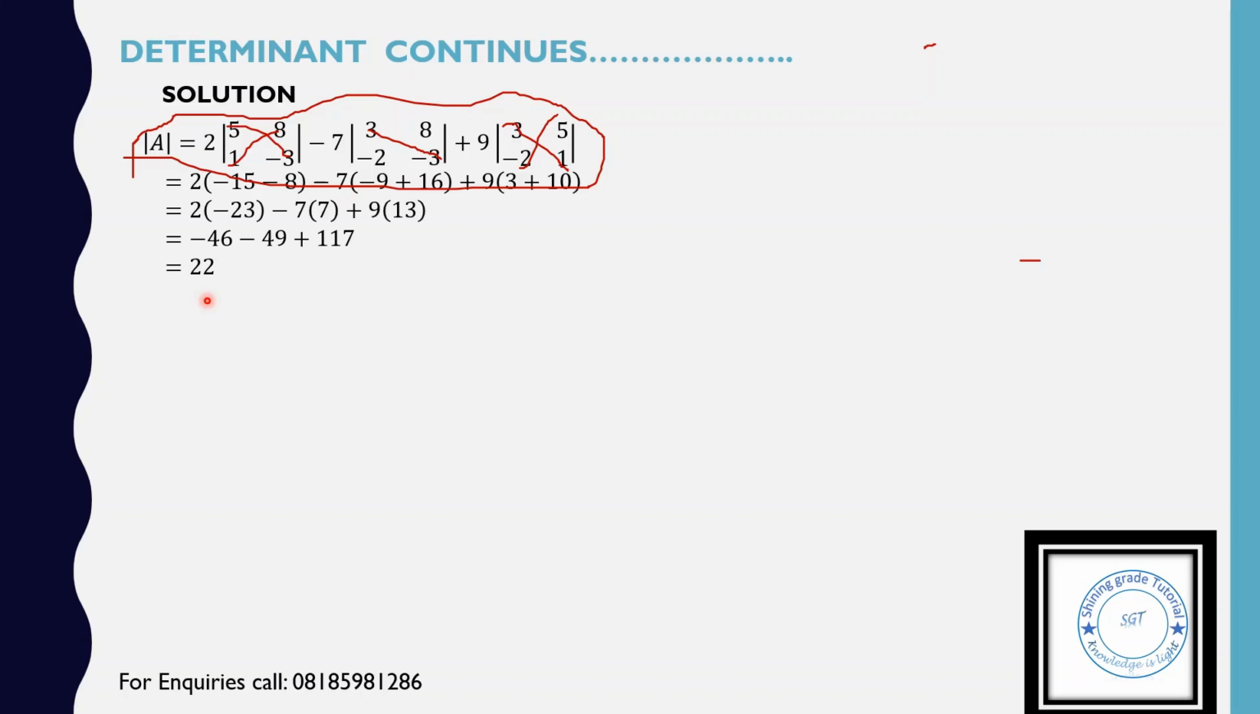Although there is another, faster way, which we call the Sarrus method, finding the determinant using the Sarrus rule of determinant.